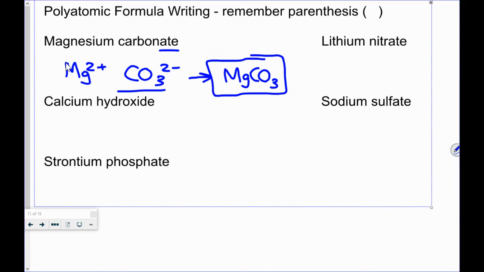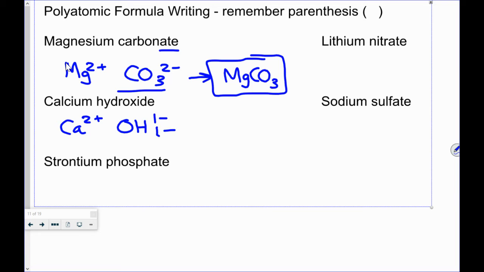Let's skip to a different one. We got calcium. Calcium is 2 plus. Hydroxide is a trickier one to find. That's 1 minus. But these rules don't change. They still have to add up to 0. So what do I need?